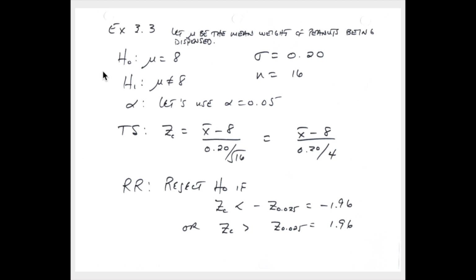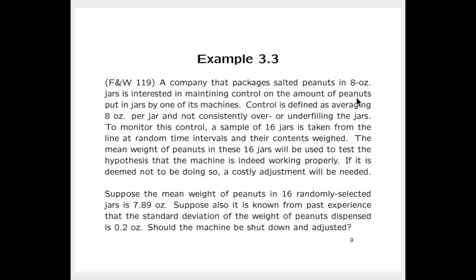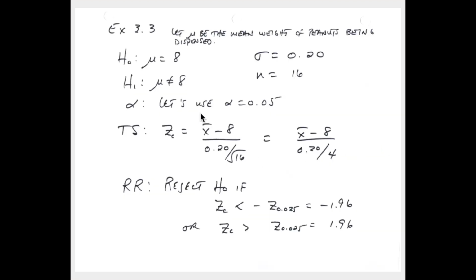Well, we need to think about what it is we're trying to answer. And if I go back to the previous slide, if you look at this statement again, what we're looking to see is: is the machine underfilling on average? Is it overfilling on average? Or is the mean equal to 8 ounces? And so we're looking for a mean of the population being different than 8 ounces.